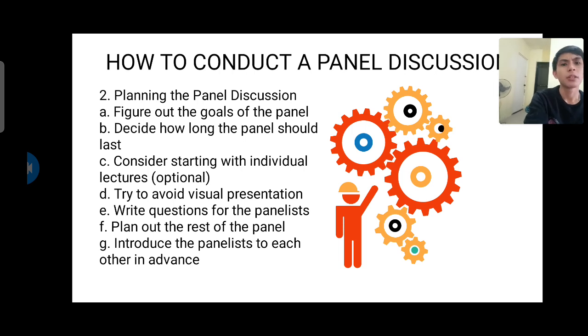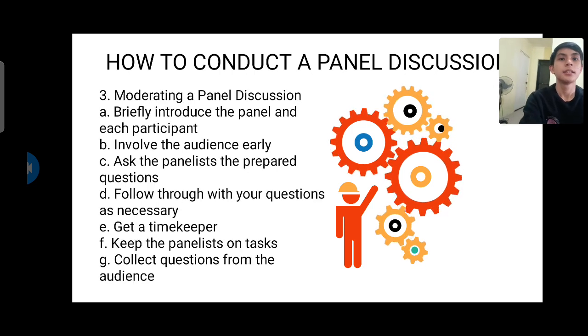Next, write questions for panelists. Now, this is important so that there may be a need for clarifications for the topic being discussed. Next, or last, is introduce the panelists to each other in advance. This is so that they can familiarize on who they are going to be conversing with through the panel discussion and so that there could be a familiarity, so that there would be no alien in the group.